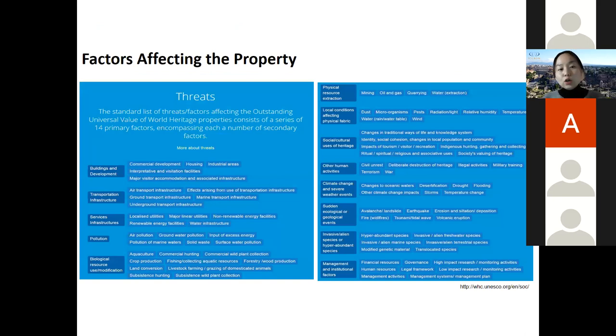Now, the reason that we're trying to think about factors is because of all these different threats that I think you must have all gone through during the periodic reporting process of the World Heritage Convention. These factors could impact the property in negative ways, but also in positive ways. But they're also factors that could lead on to different disasters happening at the site.